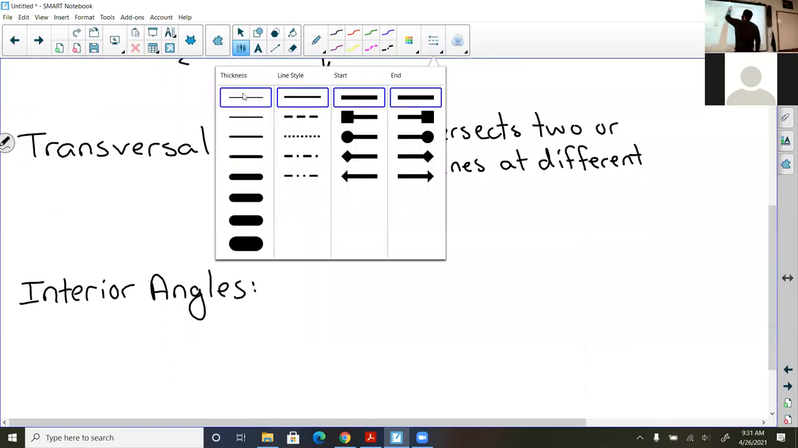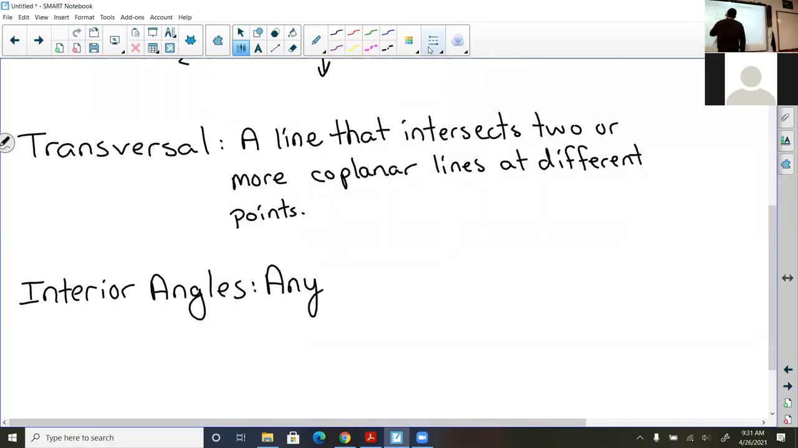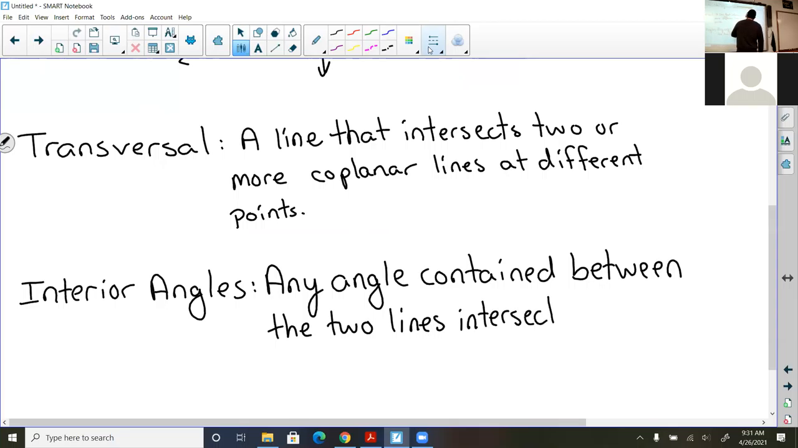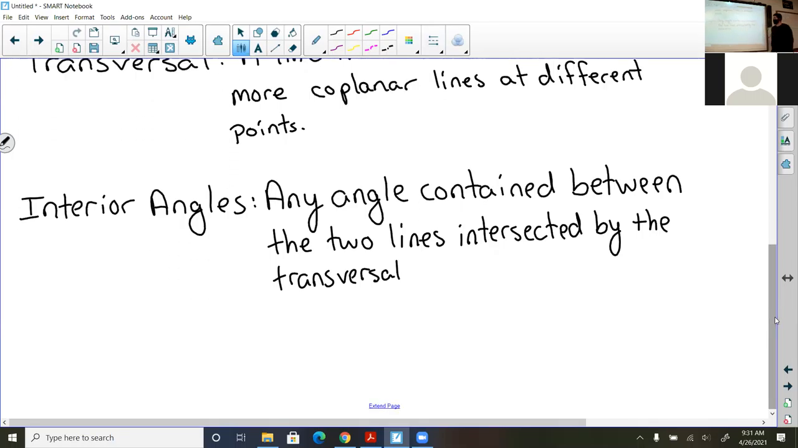So for a definition, I'm going to say any angle contained between the two lines intersected by the transversal. So any angle that is contained between those two lines is considered an interior angle. So our interior angles are angle 3, angle 4, angle 5, and angle 6.